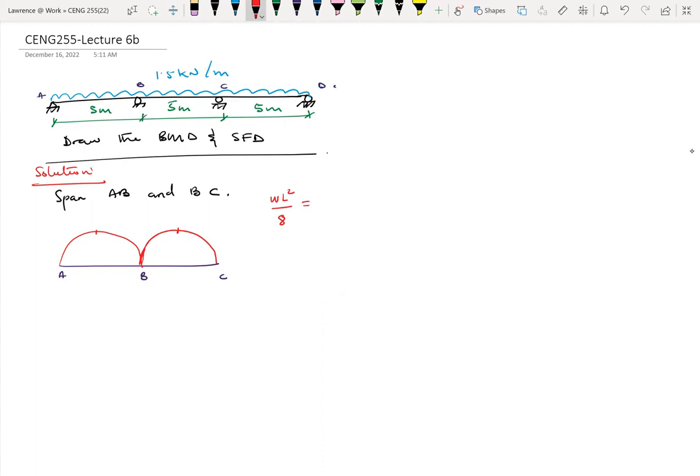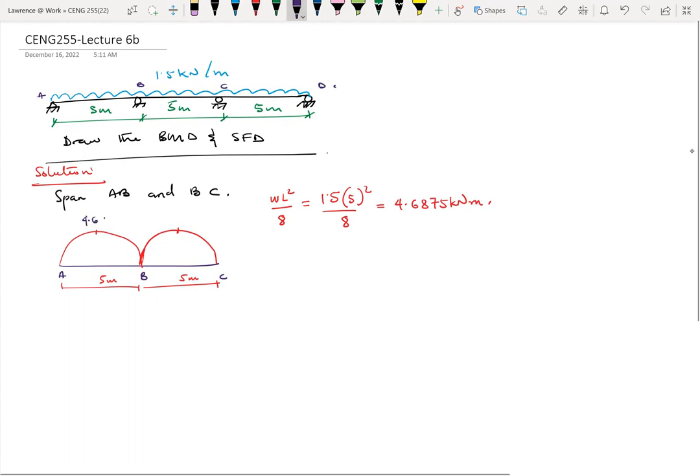So here our W is 1.5. The L will be the spacing. So for this end, our L is 5 meters, because they all have the same L and the same load. It will end up being the same value throughout. So it becomes 1.5 times 5 squared over 8. And this will give us 4.6875 kilonewton meter. So at the top here we have 4.6875, and here we have 4.6875.